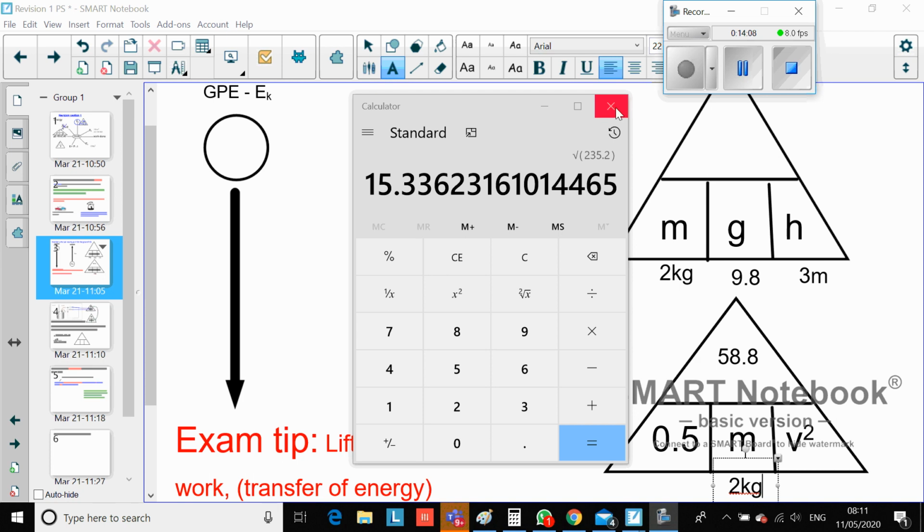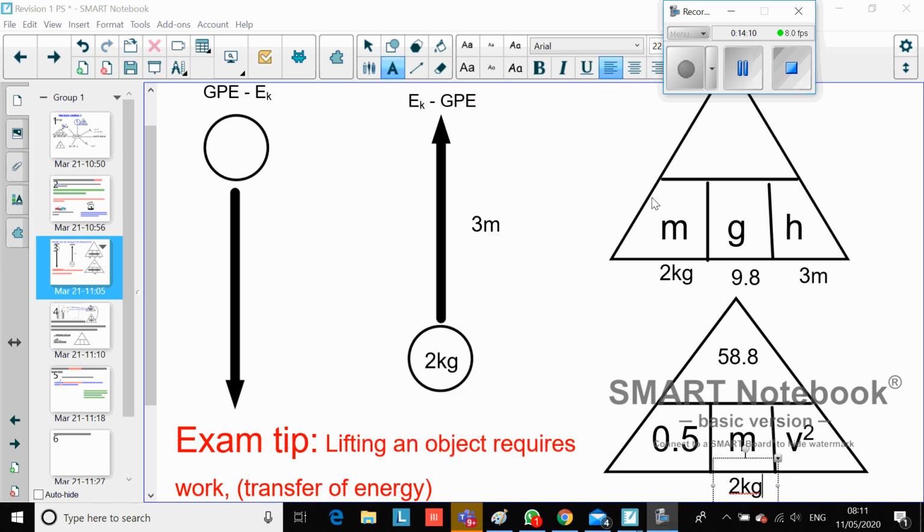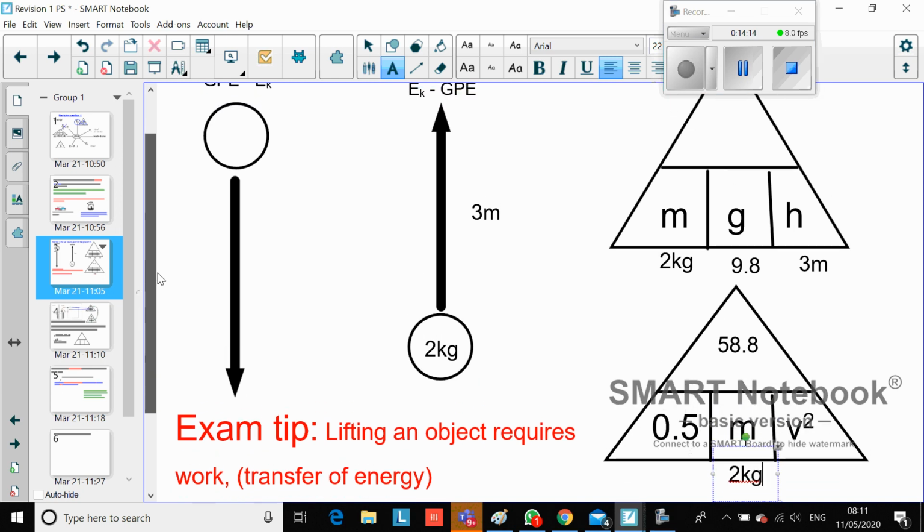Now that is a very complex example of how you would use your energy equations. Will you come across anything that complex? Not until your real exam in a couple of years, and probably only at the end of the higher paper. But I thought it was good to throw it in there.